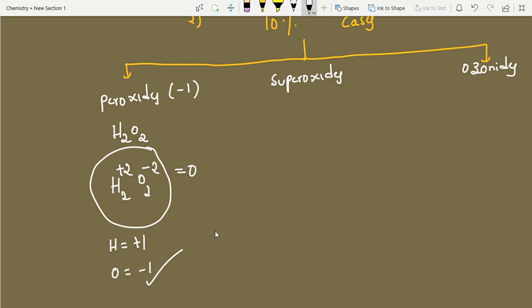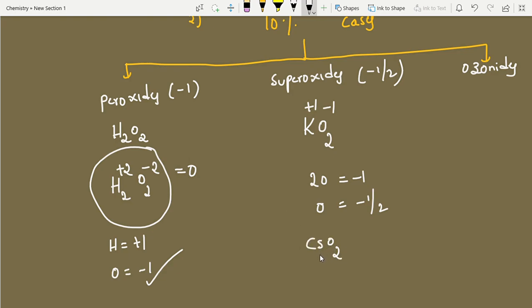Here superoxide, -1/2. How is it? Example KO2. Potassium, being a first group element, is no doubt +1. The O2 part is definitely -1, since the overall compound value must be 0. Two oxygens total -1, so each oxygen is -1/2. That's it, students. Clear? Like cesium oxide, peroxide. As we move down the group, peroxide nature increases for group 1 elements.